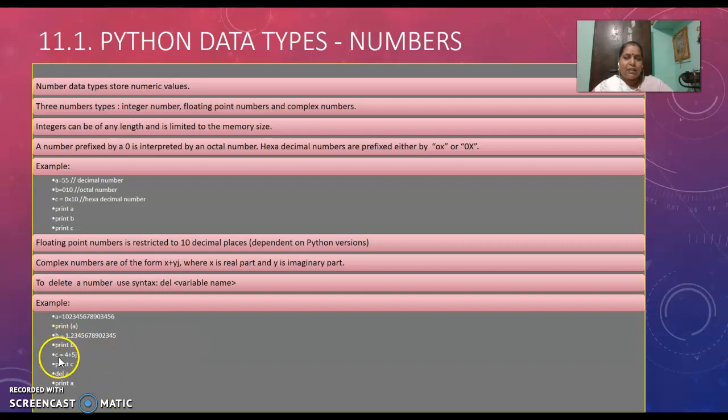Next I am assigning C equal to 4 plus 5j, which is a complex number. So if I give print C, that complex number will be printed. Next, if I give del A and I ask to print A, it will show an error message that no object is present or available.